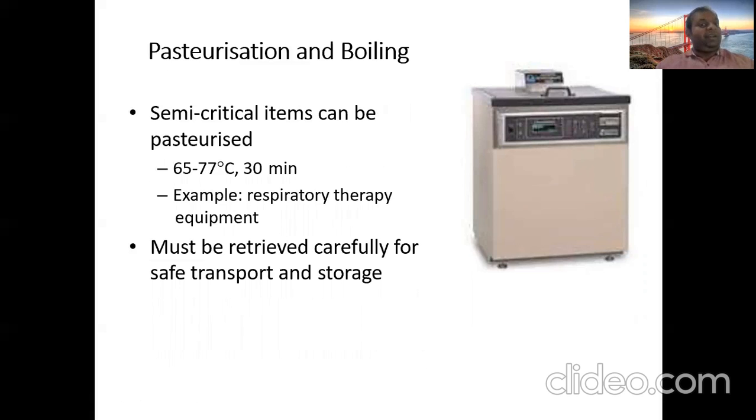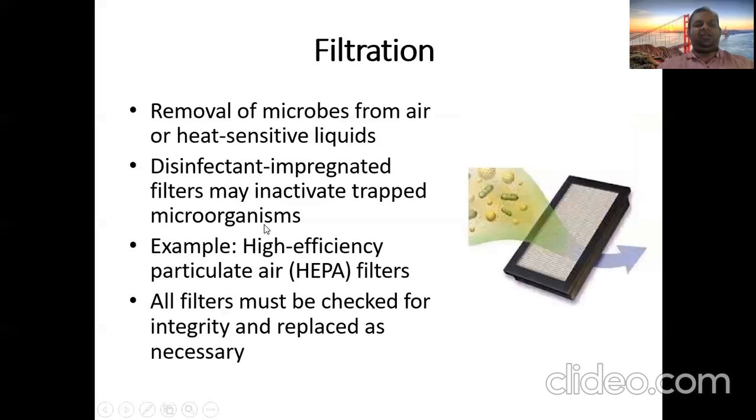Now, at the lower end, there is pasteurization and boiling. We can't achieve sterilization by either technique. Semi-critical items can be pasteurized, that is, it requires high-level disinfection. The usual temperature is 65 to 77 degrees for 30 minutes. We can use it for respiratory equipment, but it's rarely used.